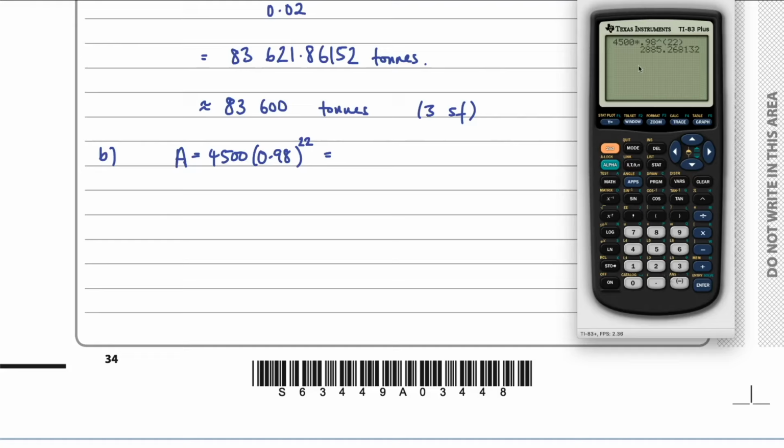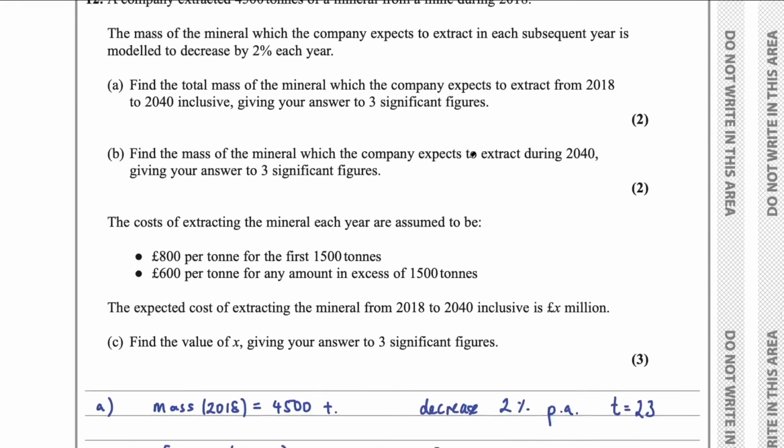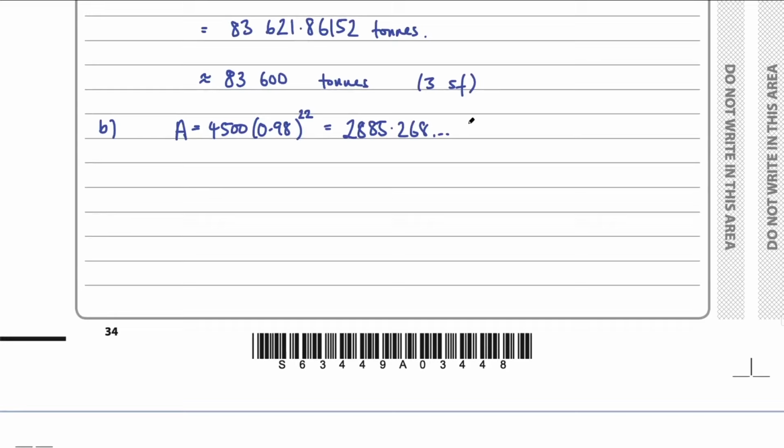And we get 2,885.268 and so on. So let's just write that down first. And then again, we wanted to round that off to 3 significant figures. So to 3 significant figures, well, the 8 is the third significant figure that would round up because of the 5. So this is going to be 2,890 tons. That would be the amount extracted in 2040.